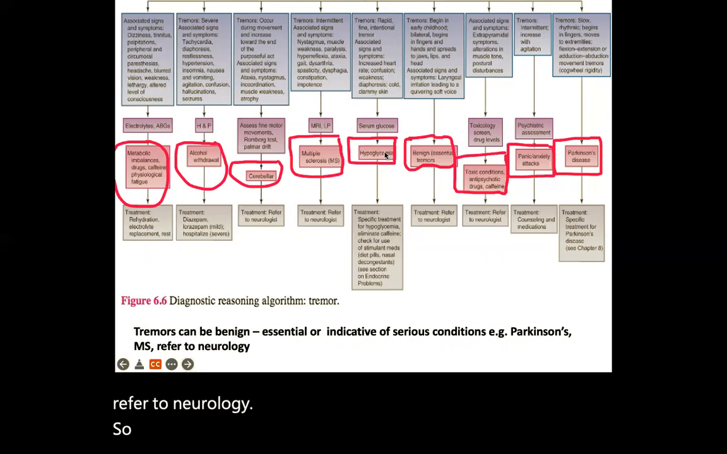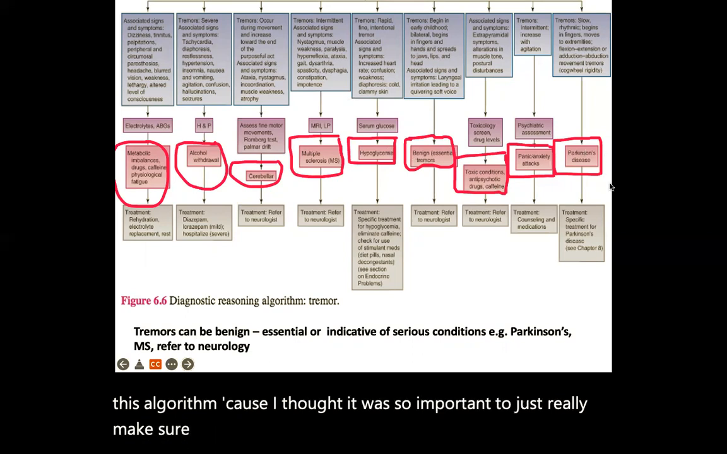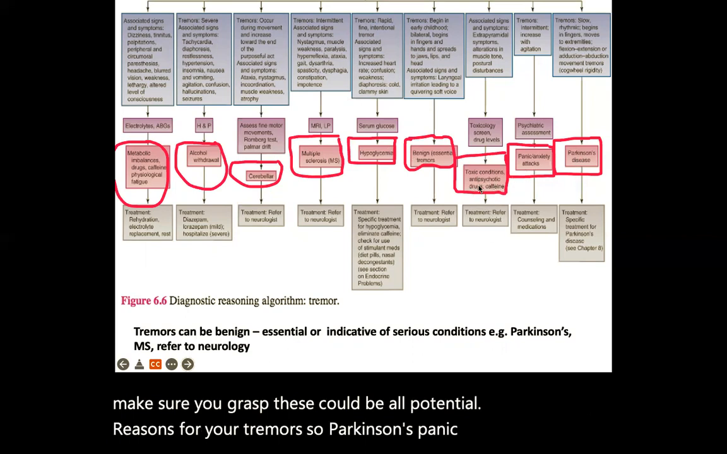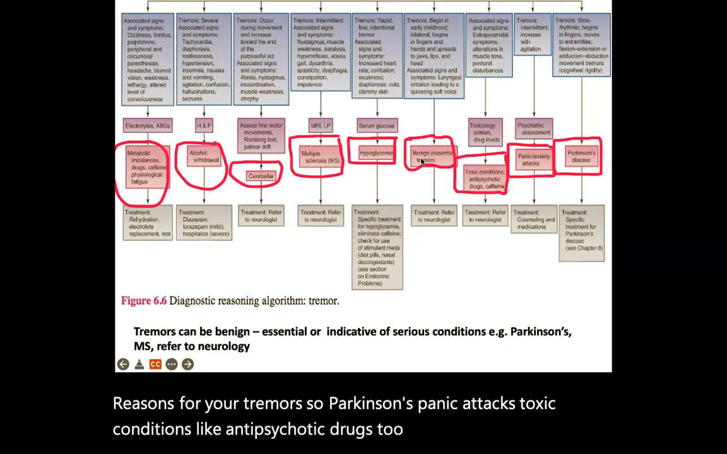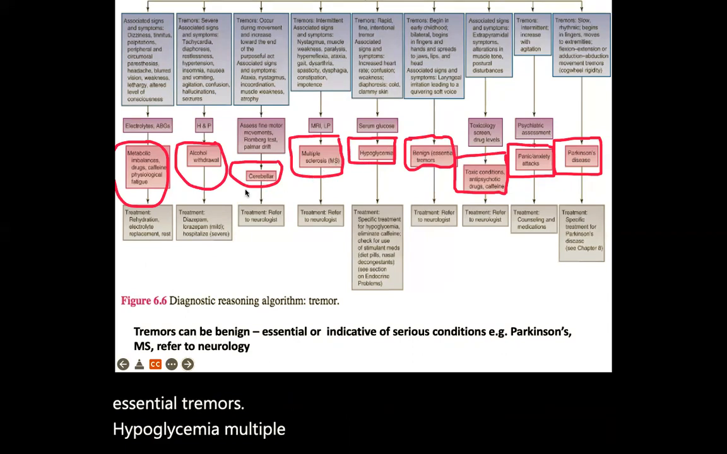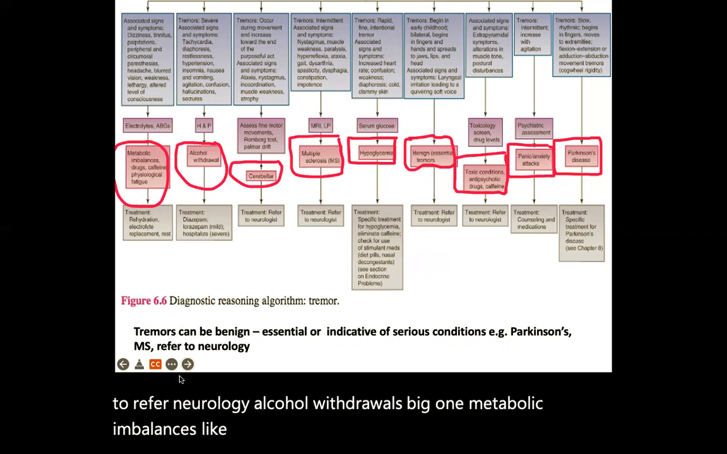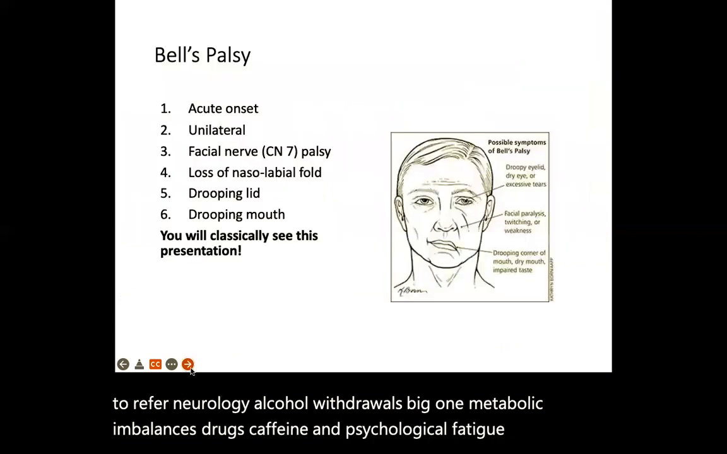So here are all the possible things I circled in this algorithm because I thought it was so important to really make sure you grasp these could all be potential reasons for your tremor. Parkinson's, panic attacks, toxic conditions like antipsychotic drugs, too much caffeine, benign essential tremors, hypoglycemia, multiple sclerosis, or cerebellar. Of course, you want to refer to neurology. Alcohol withdrawal is a big one. Metabolic imbalances like drugs, caffeine, and psychological or physiological fatigue.